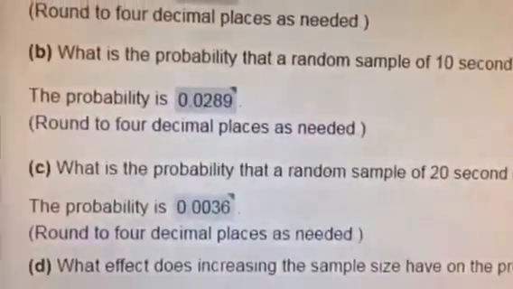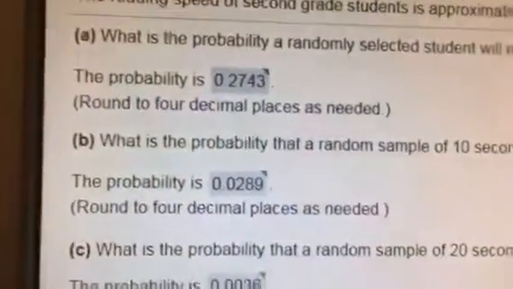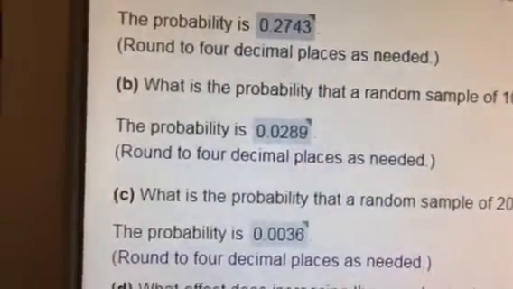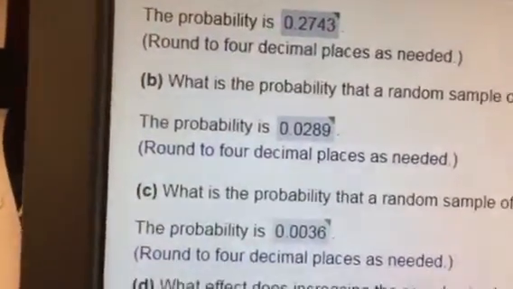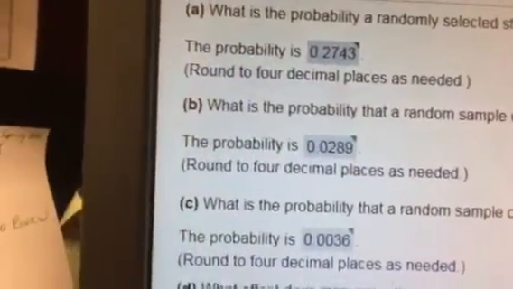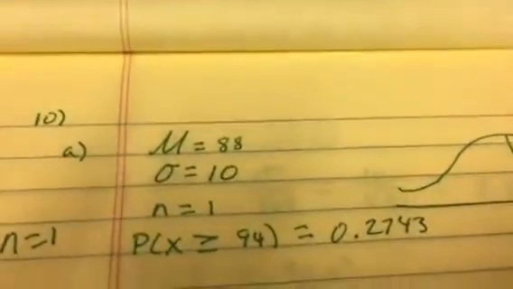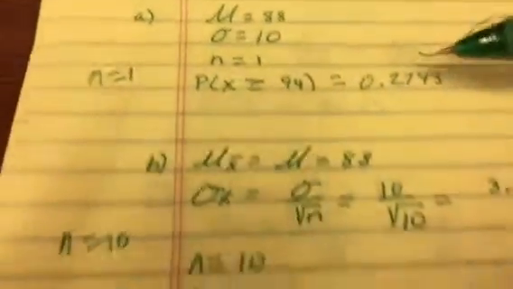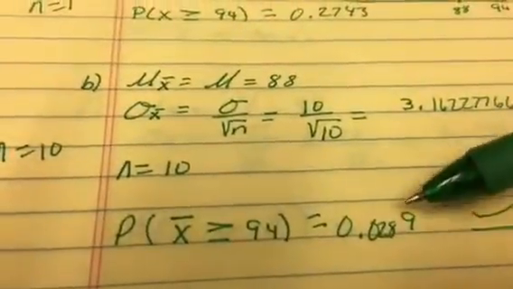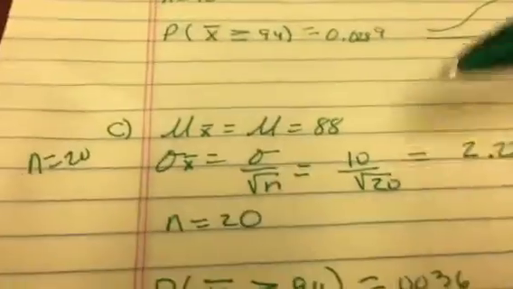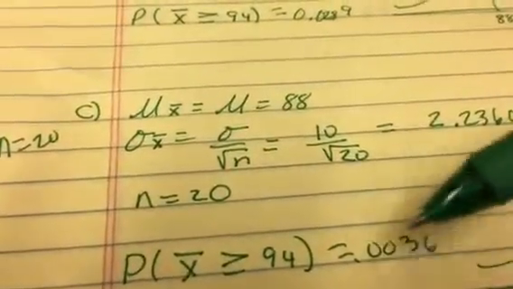So 0.0036. So notice we've got n equals 1, we have n equals 10, we got n equals 20. Okay, so at n equals 1, this is our probability. At n equals 10, notice how it decreased. And finally at n equals 20, it decreased significantly.